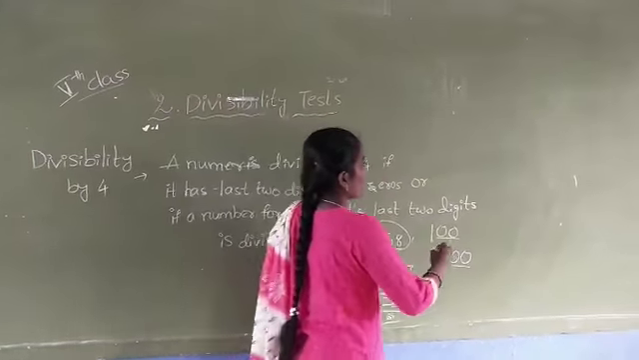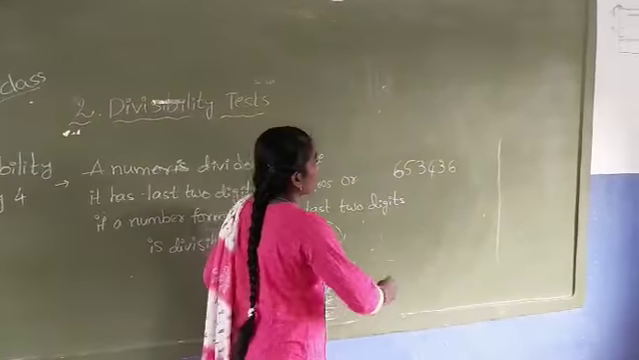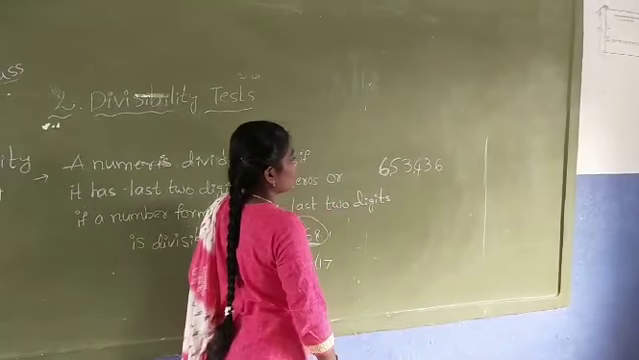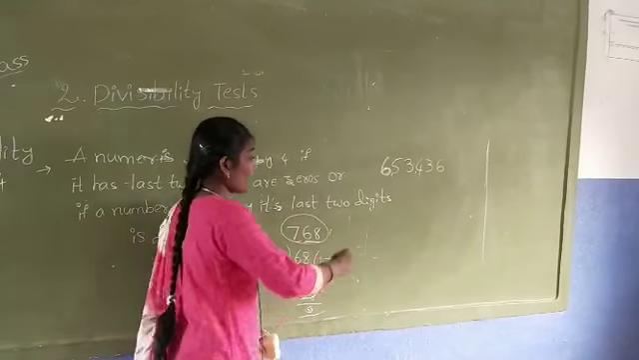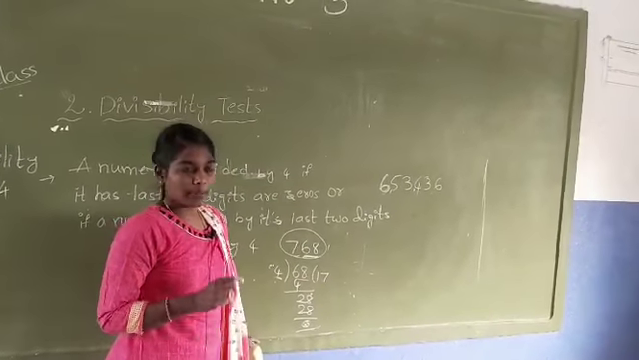We have to take a big number for divisibility by 4. We have to take another example. 6,53,436.